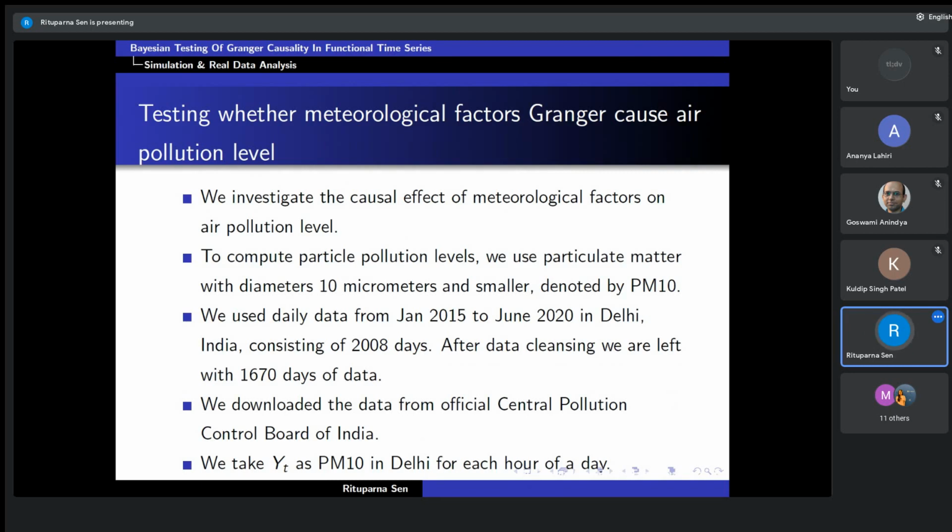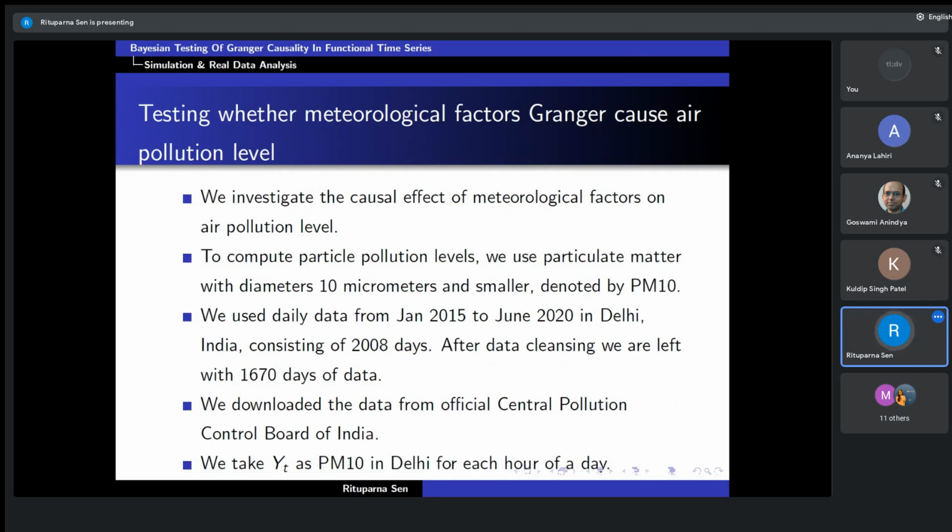What are these specific things? So for air pollution, we are looking at the particle pollution levels, particulate matter of diameters 10 micrograms and smaller. This is a standard pollution indicator that is used, and this is denoted by PM10.